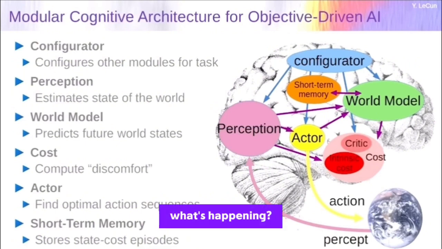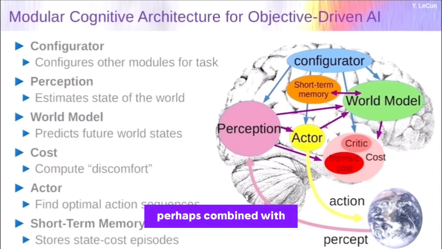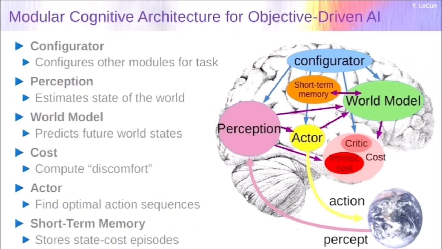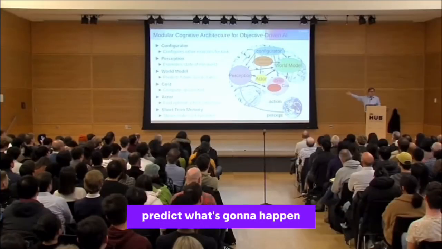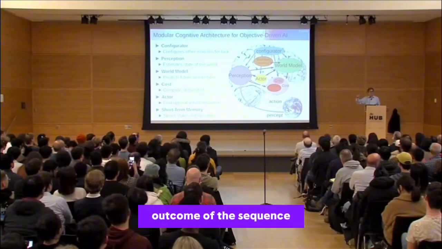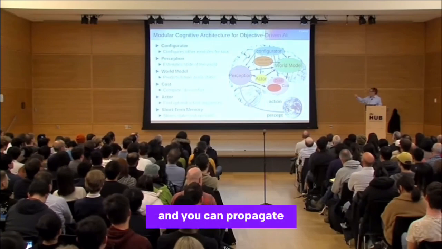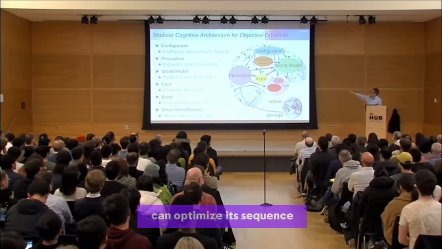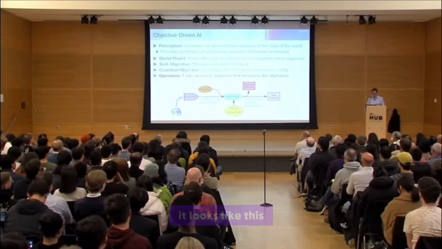Okay, so what's happening? The system observes the world. The world goes into the perception that gives an idea of the current state of the world, perhaps combined with a memory. That goes into a world model whose role is to predict what's going to happen if you take a particular sequence of actions. The actor imagines a sequence of actions and then uses the world model to predict what's going to happen. And then that goes into the cost module, which evaluates whether the outcome of this sequence of actions predicted by the world model is good or bad. Okay? And you can propagate gradients so that the actor can optimize its sequence of actions so as to satisfy the goal.